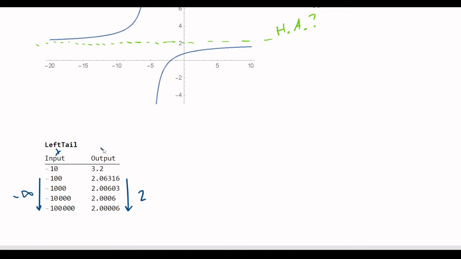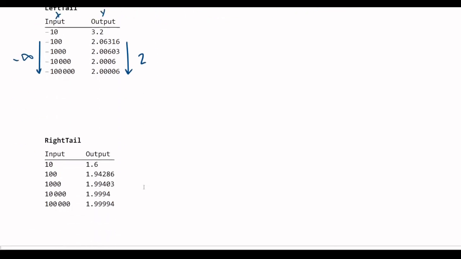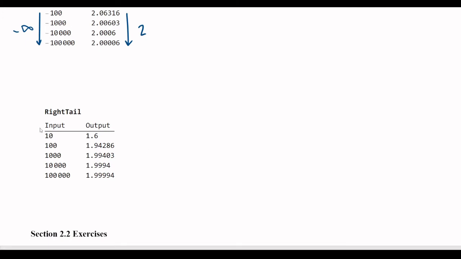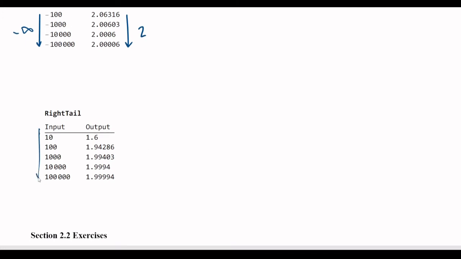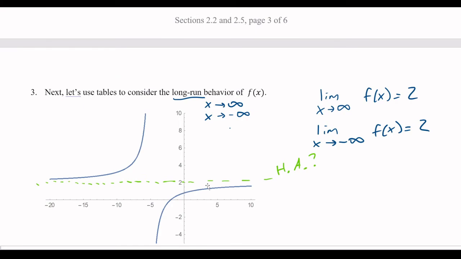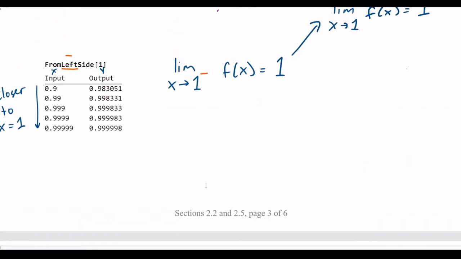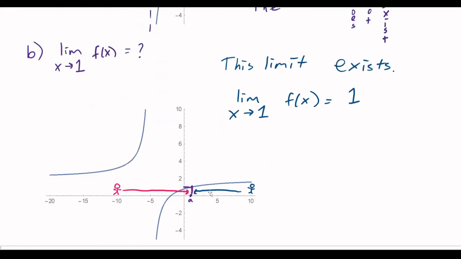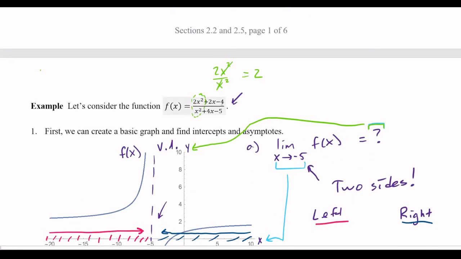Okay, x and y. What about the right tail? Well, as this again now seems to go to infinity, this one seems to be approaching 2. Well, there we go. Okay. So, table says it. Graph seems to say it. And then our trick, let's go back up here, also seems to say it. So, we've got another type of limit we can do.